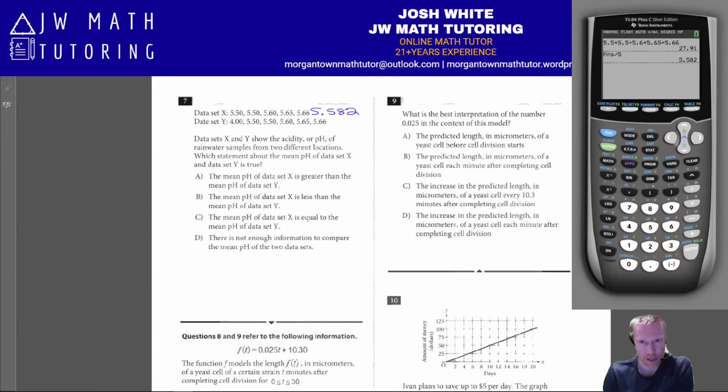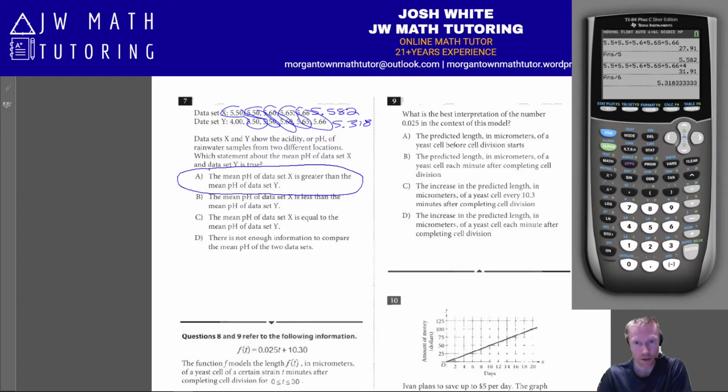Then for the bottom one, here's the thing that can actually save you some time. Notice that this value matches this value, and this one matches this one, and this one matches, and this. So basically, everything is the same except there's one extra value. And I'll talk about that more just after I finish here. So rather than retype all the numbers, I'm just going to copy them down, and then add a 4 to it, hit enter, and now just divide by 6, because this one has 6 total numbers in it. 5.3183. Okay, 5.318. All right, so which mean is greater? Obviously it's dataset X. So it looks like this one's going to be letter A. The mean of dataset X is greater than the mean of dataset Y.